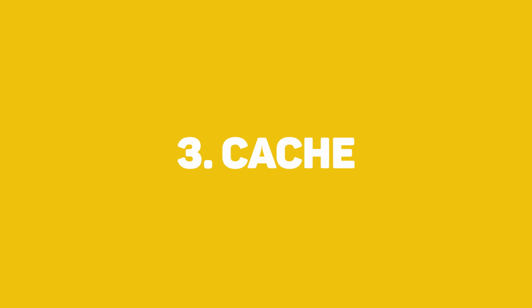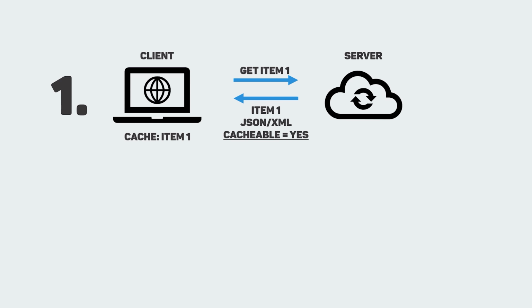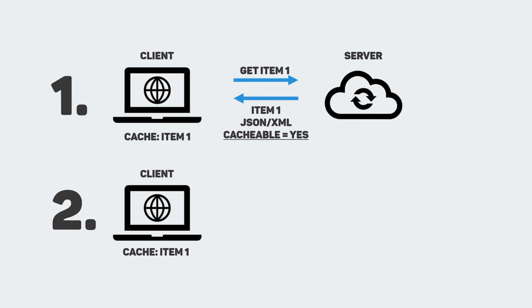Principle 3. Cache. So, simply stated, every response should include whether a response can be cached or not. So, when the client requests item 1, the server then returns item 1 and a value of cacheable. Let's say it returns cacheable yes. Then the client knows that it can cache this item, and the next time that the client requests this item, it can just retrieve it from the cache.